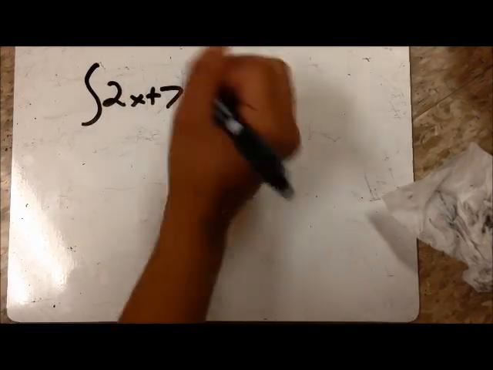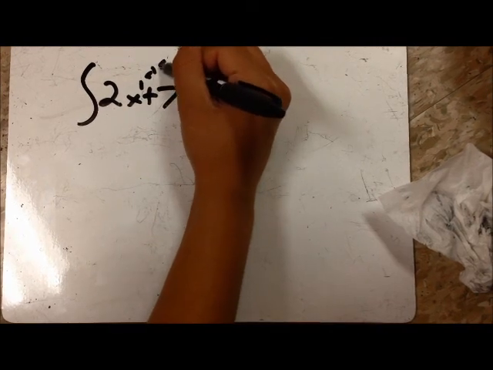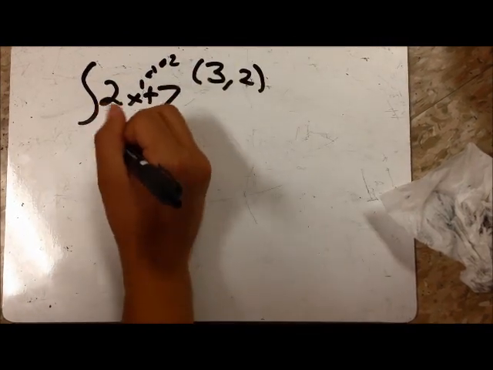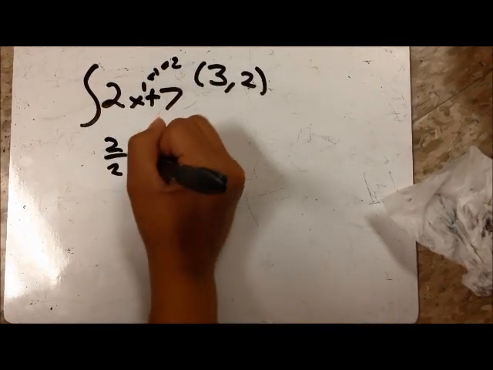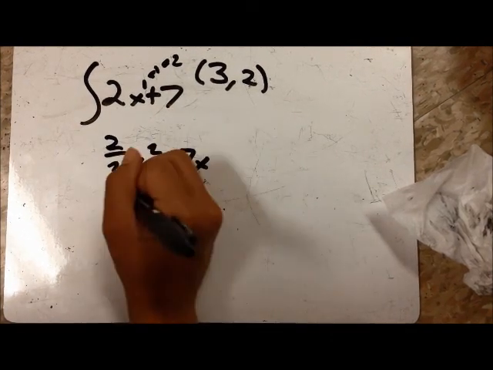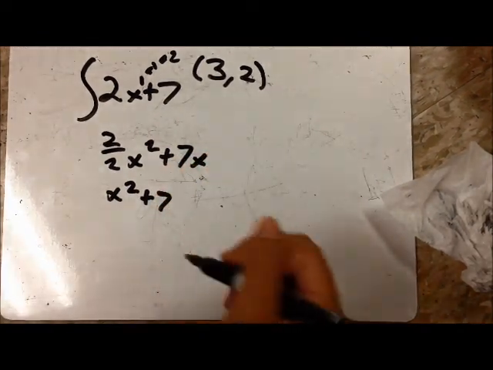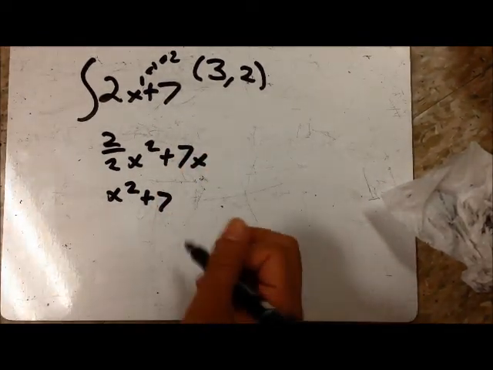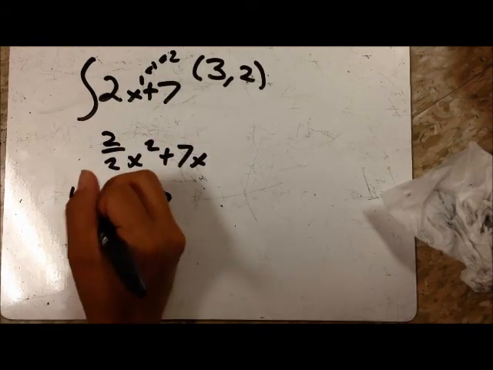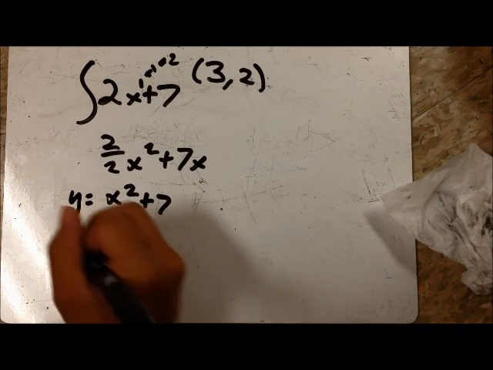So what do we do? We solve the integral like normal. So x to the 1, plus 1 equals 2. So that becomes 2 over 2 x squared plus 7x. So that's just x squared plus 7x. Okay? And then we say 3, 2. And remember, this is y equals x squared plus 7x. So we just plug this in.